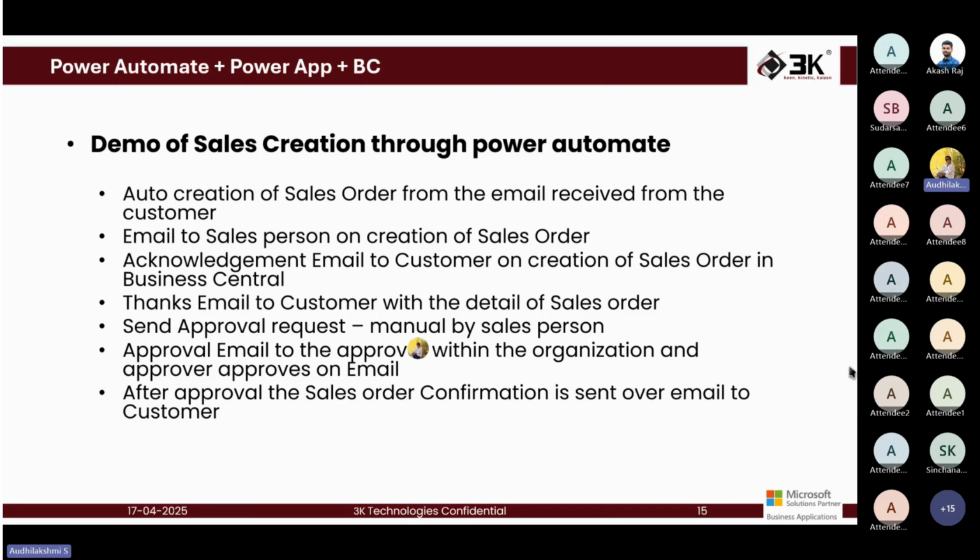Then on this, if we have an approval mechanism, a manual approval will be triggered. As I already said, through Power Automate we can send the approval by email, and the approver can approve the request in the email itself or in Teams. Once the sales order is approved, an email will be triggered to my customer with the order confirmation.